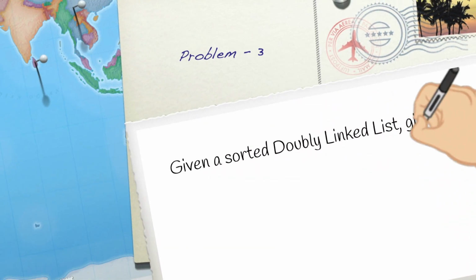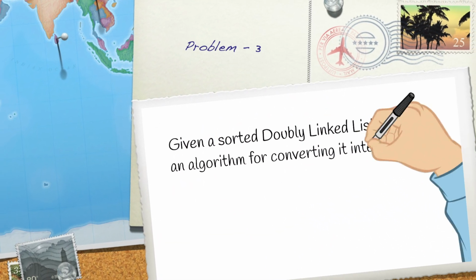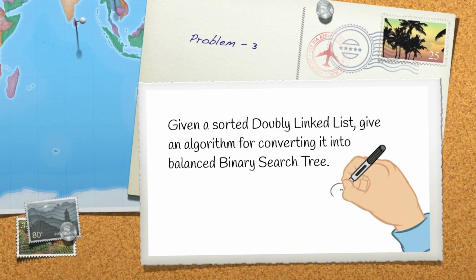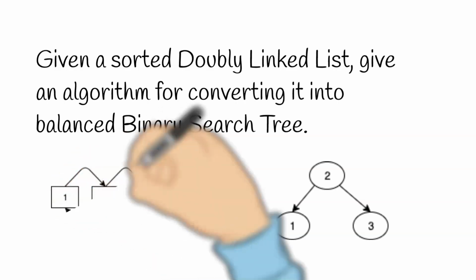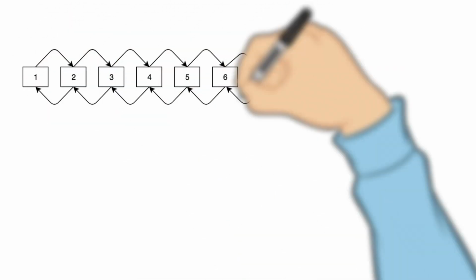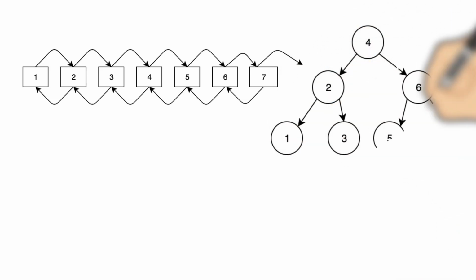Well, hello Internet. Today we have a new problem to solve. Given a sorted doubly linked list, how can we convert it into a binary search tree? For example, let's assume we have this doubly linked list with elements from 1 to 7. The output should be the binary search tree shown on the right side.